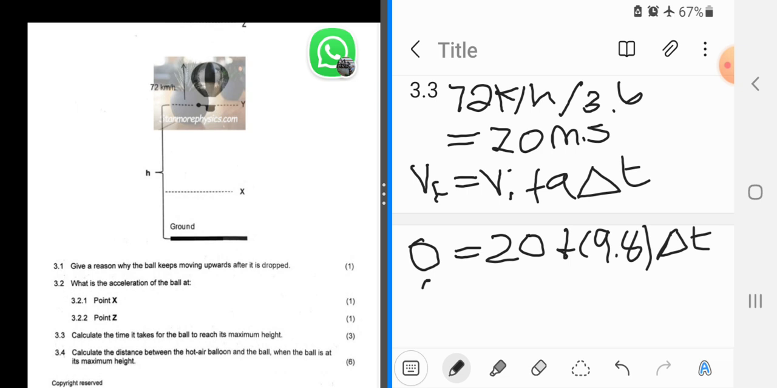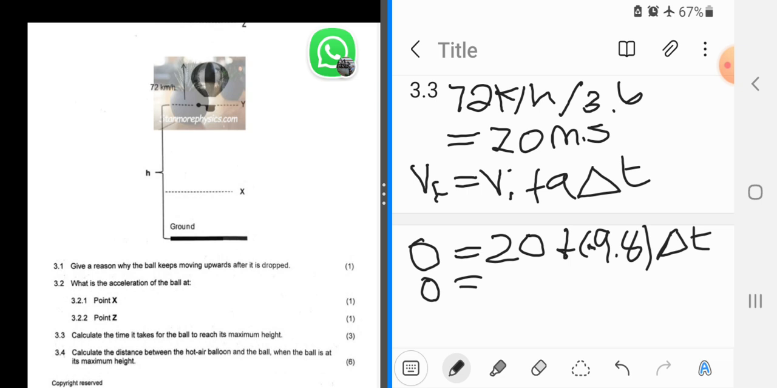So 0 equals, we're going to take the 20. So we need to choose direction. In this example, I will take upwards. When it's going upwards, it's positive, so when it's coming down, it's negative. So it's coming down, so we'll have a negative 9.8.